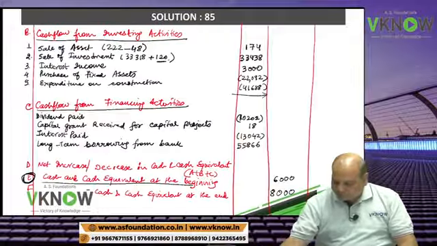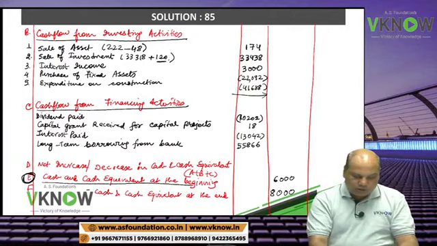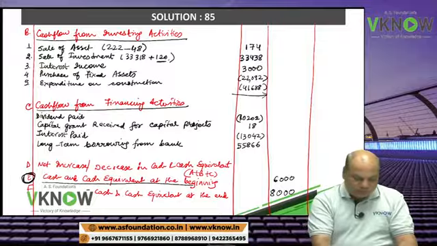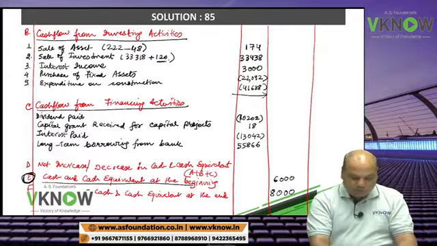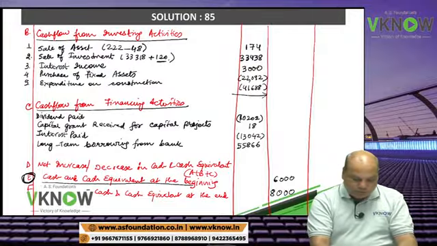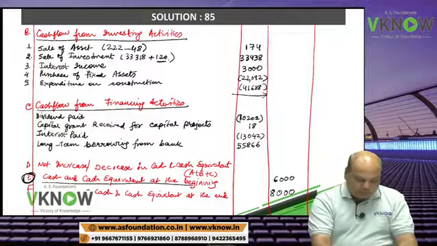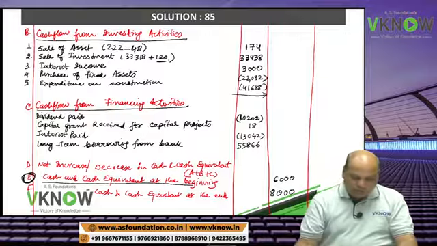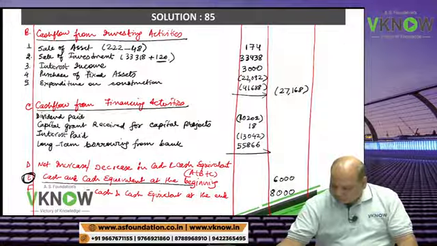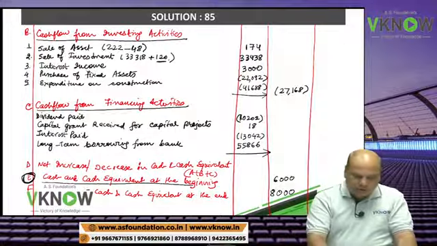Investing activity. Take the total in the outer column. Investing activity: 174 plus 33438 plus 3000 minus 22092 and minus 41688. So again negative 27,168. No problem.